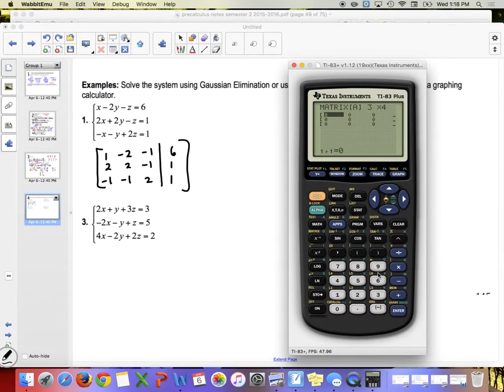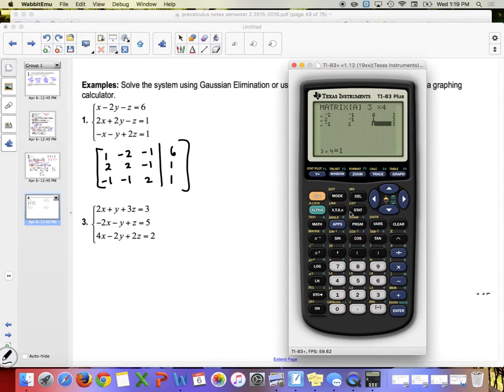If you put the 3 by 4 in correctly, it's going to look like a 3 by 4 matrix, with spots for all of those. Then you can just quickly put in the numbers. So you can do 1, enter, -2, enter, -1, enter, 6, enter. And then it goes to the second row. 2, enter, 2, enter, and just keep putting those numbers in. All right, do we all have it all filled in?